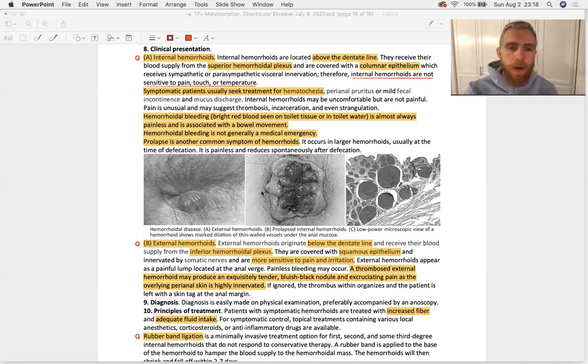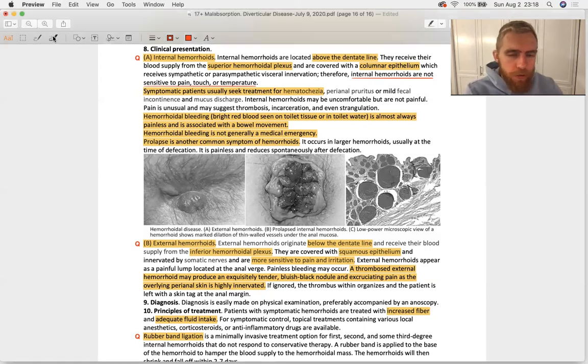bloody stool. Now, typically, the degree of hematochezia experienced with an internal hemorrhoid is not really enough to cause you to seek treatment. It might go away on its own. It might stop bleeding. It might scar up. However, an internal hemorrhoid might prolapse, and that's what it looks like here in the middle, just like a beautiful flower.